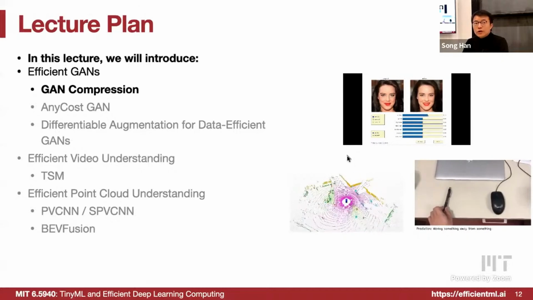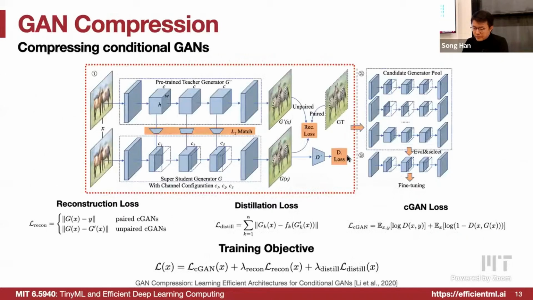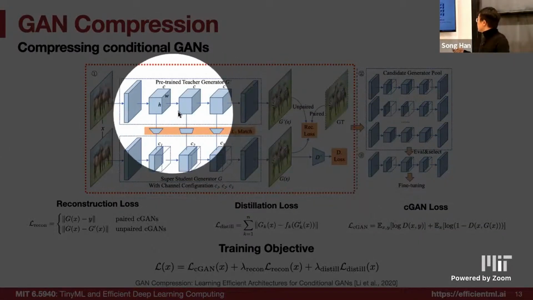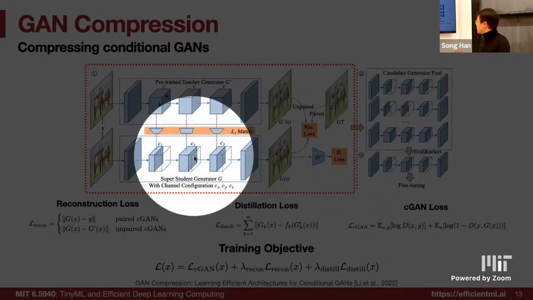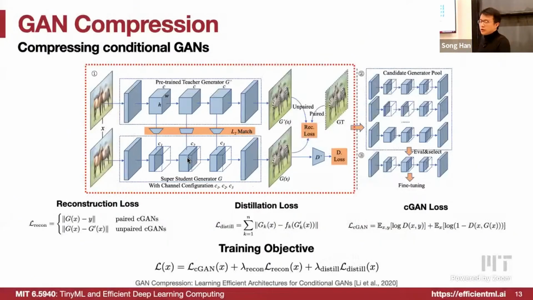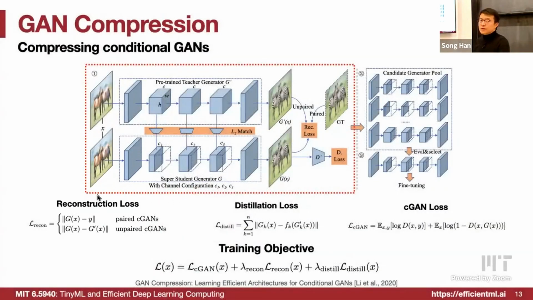And let's see how we can apply what we learned so far to GAN compression. So here we have a pretty large generator, and we want to compress it to be smaller by reducing the number of channels. Okay, so here we try to apply three losses. One is the reconstruction loss. For example, if we want to turn a horse into a zebra, we calculate the loss pixel-wise for each pixel to make sure it looks like a zebra.